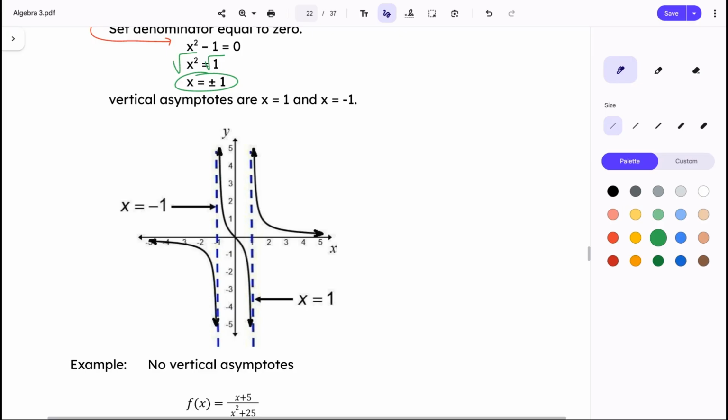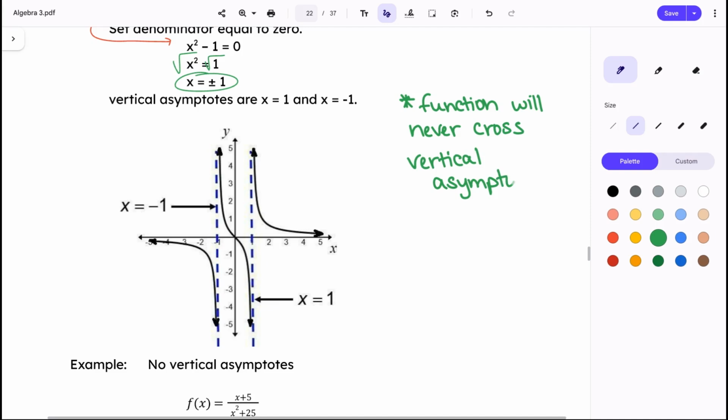You're going to also think about these points as boundaries, okay? I'm going to put a little note here. Your function will never cross your vertical asymptotes. So like I was saying, they act like boundary lines. Like they're saying you can't pass these areas that we have with our dotted lines.